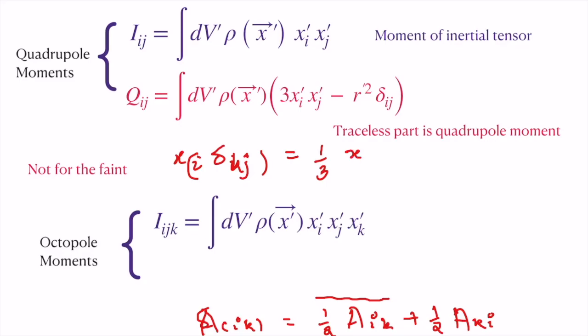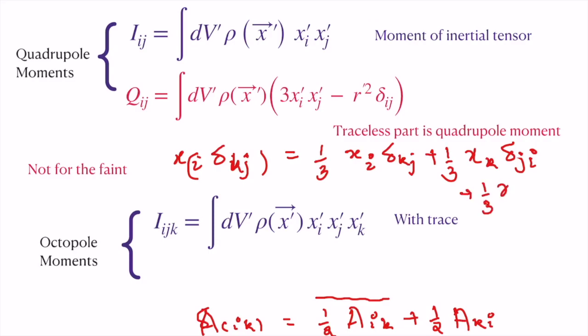So you write x_i delta_kj plus 1/3 x_k delta_ji plus 1/3 x_j delta_ik. Of course, if delta_jk is not symmetric, then three more terms would be added by combining these factors.